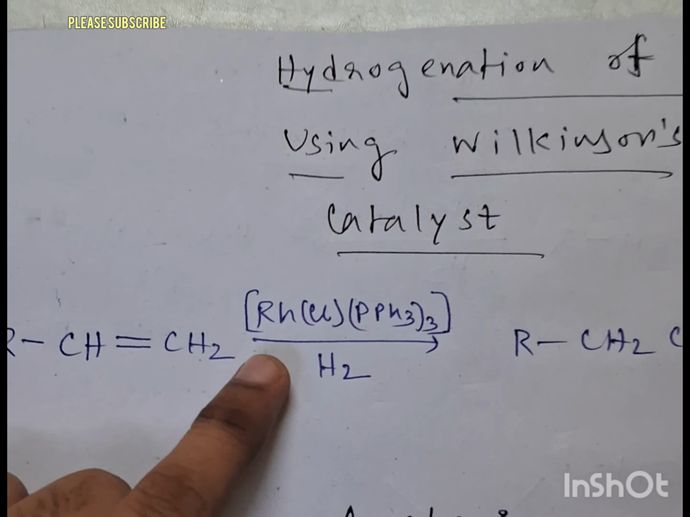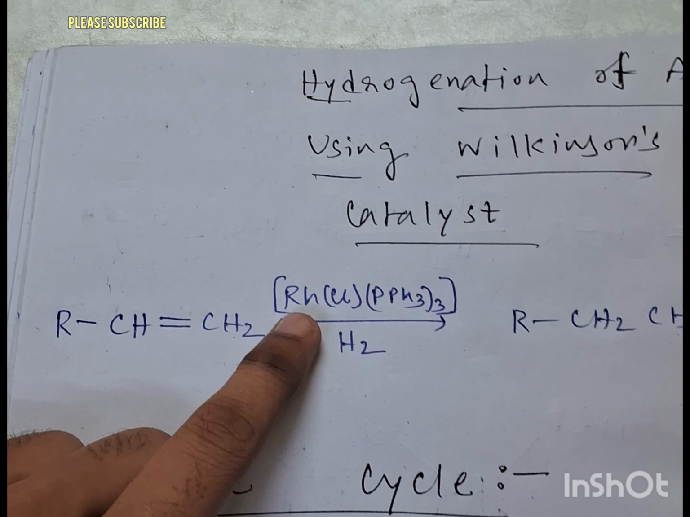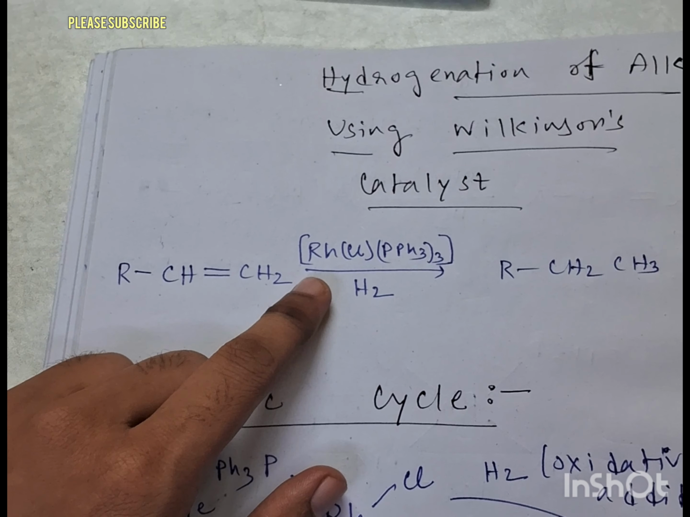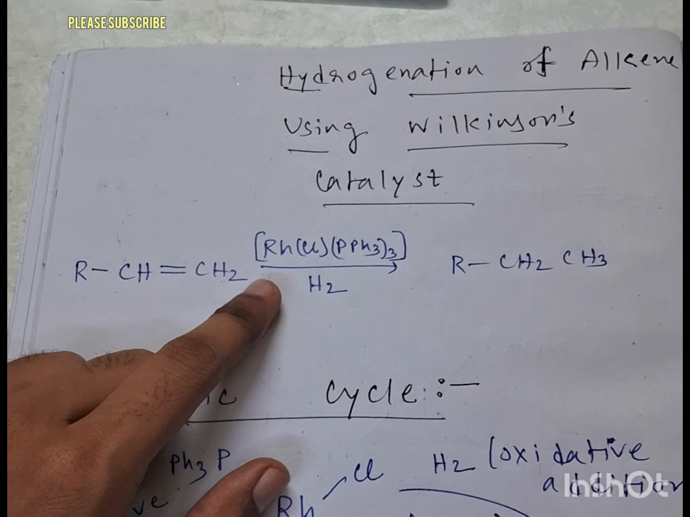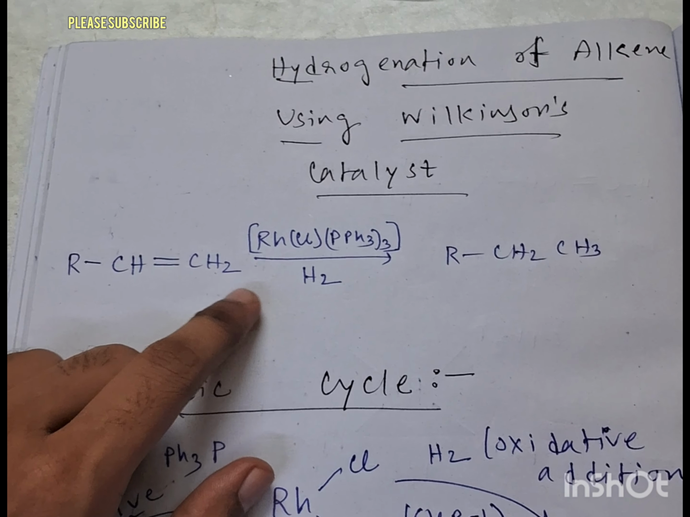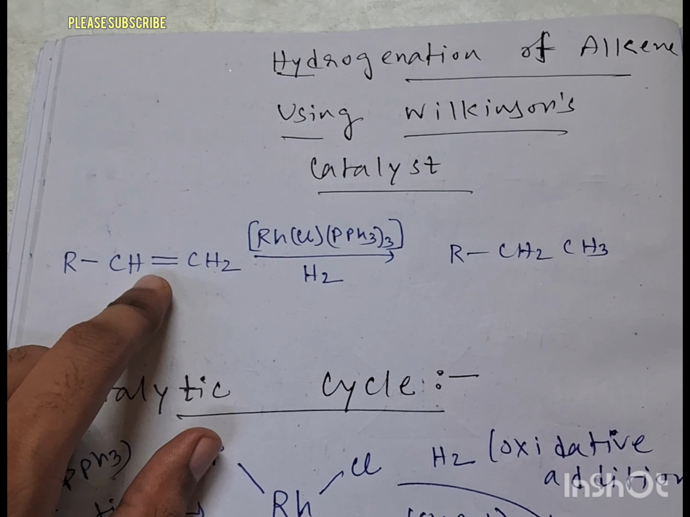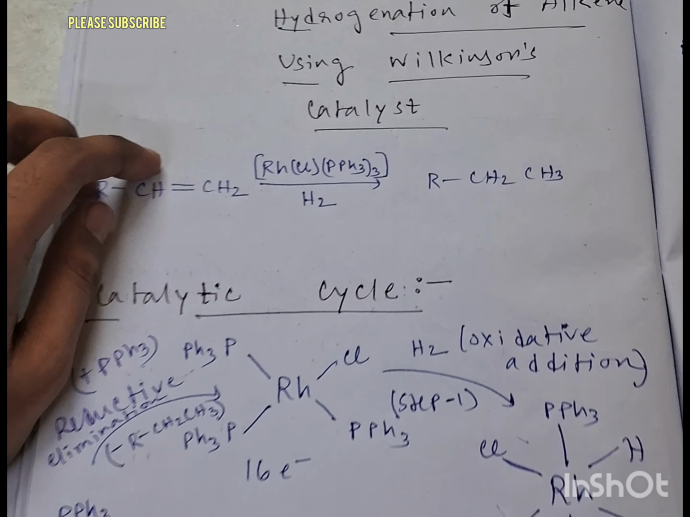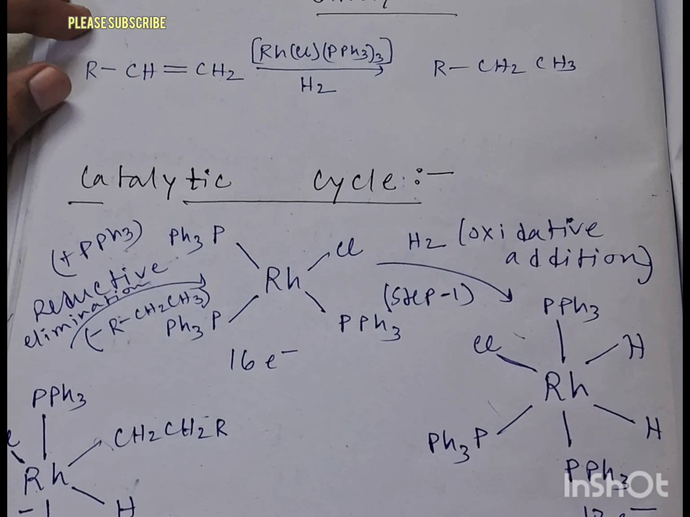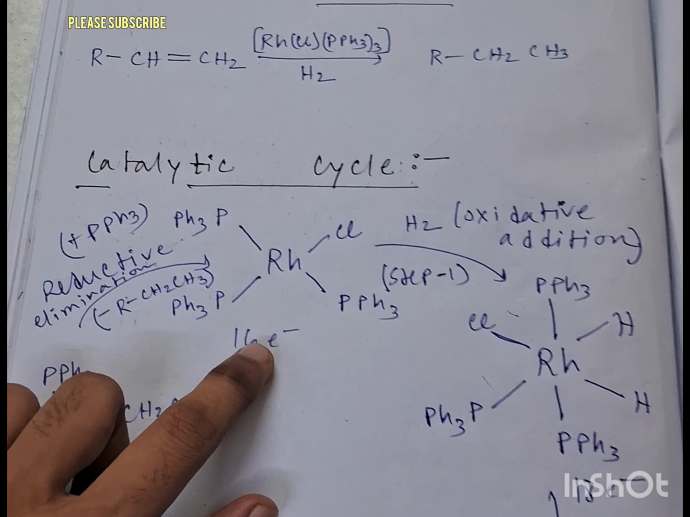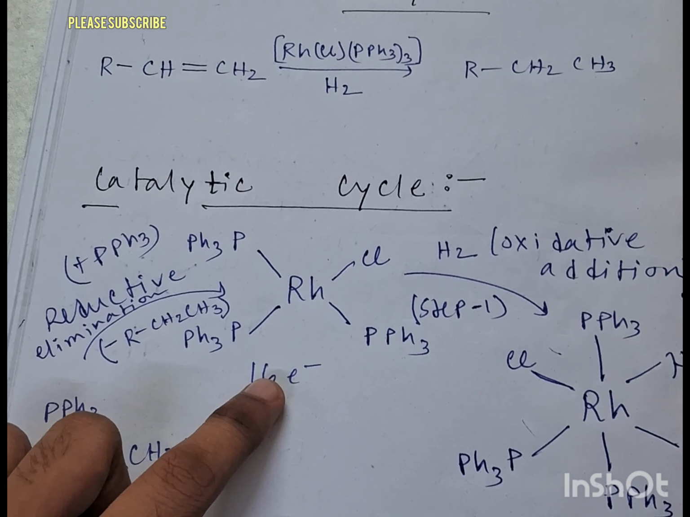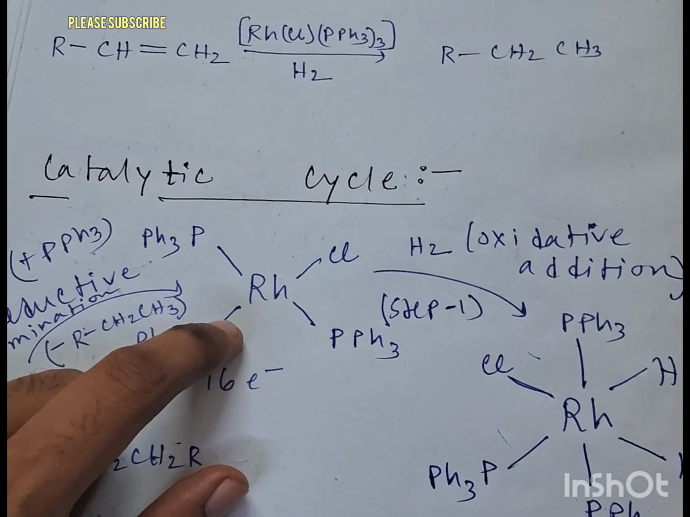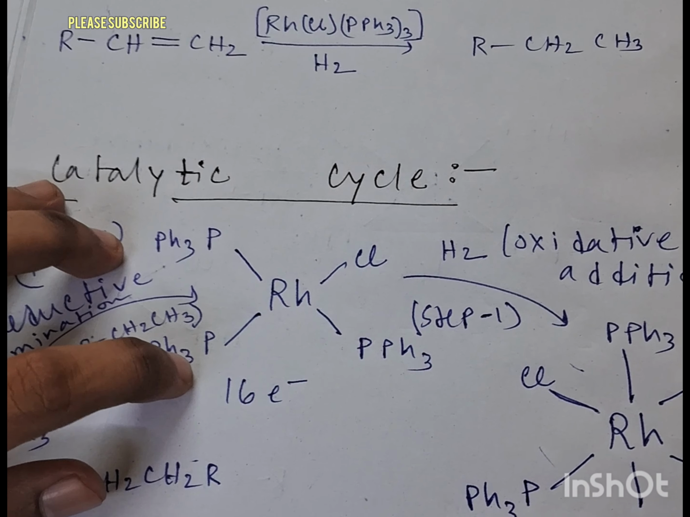You can see here, this is the chemical formula for Wilkinson catalyst, where we can easily obtain an alkane from the unsaturated compound or alkene in presence of hydrogen. So let us show the catalytic cycle. So first of all, this is the possible structure of Wilkinson catalyst. Since it is a square planar, I have drawn the complex in this way.